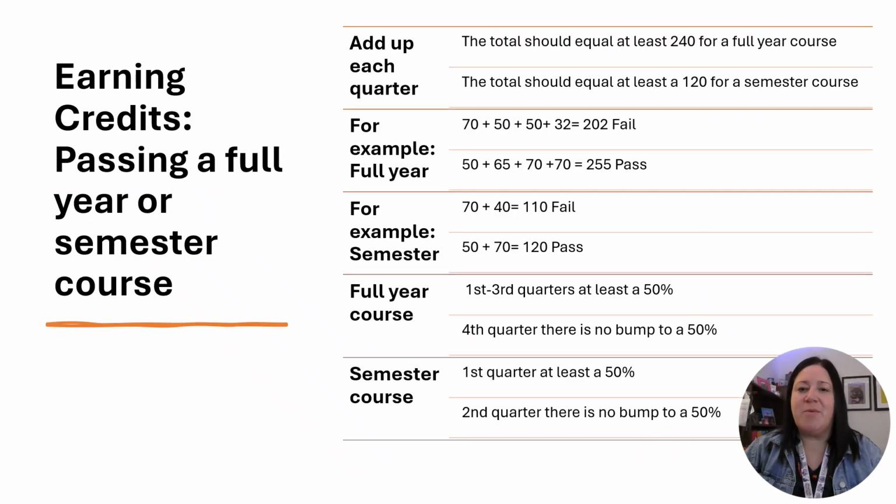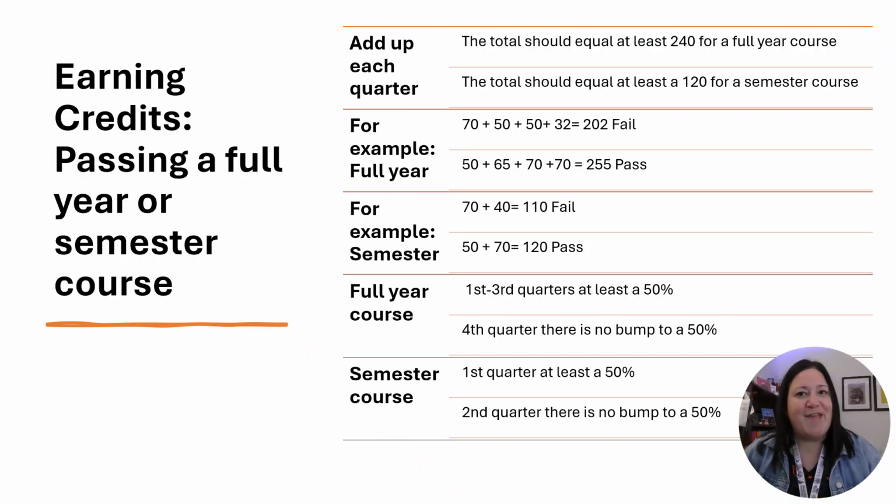Now that you've seen your report card, let's break it down. Let's talk about what it takes to actually pass a class and earn a credit in high school. So general rule of thumb is if you are in a full year course, you need a total of 240 points from each of the 4 quarters combined to pass for the year. So 240 divided by 4 for the 4 quarters is an average of 60.